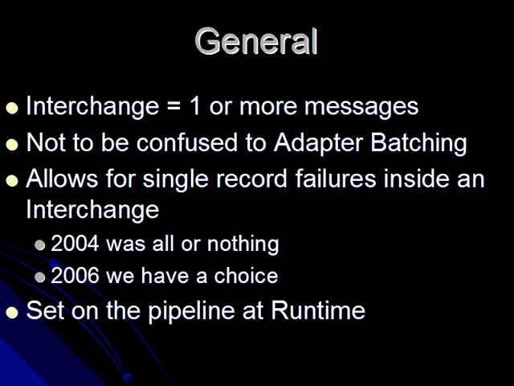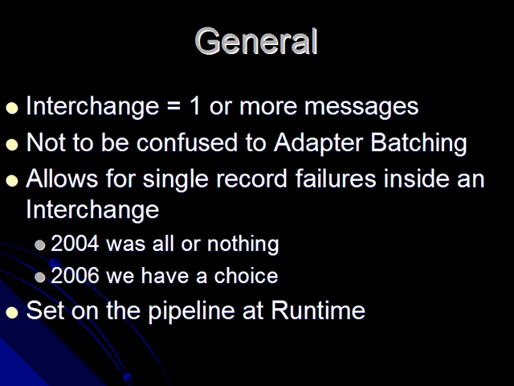Now, this shouldn't be confused with adapter batching. Adapter batching allows us the ability to pick up and submit multiple interchanges to BizTalk in a single batch. Now, we always have and still do have the ability for whole interchanges inside a batch to fail and be handled normally throughout the process. But what we now have the ability to do is to have single records inside a specific interchange fail and not fail the whole interchange.